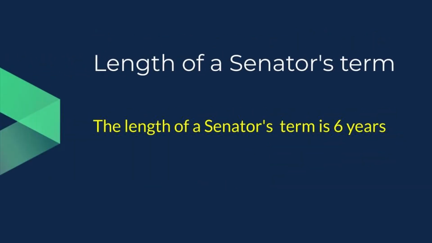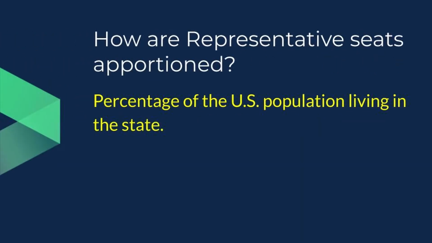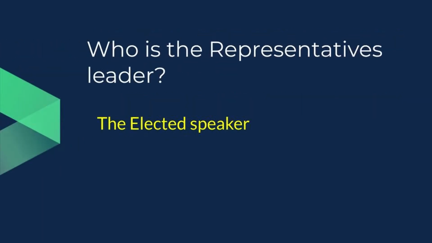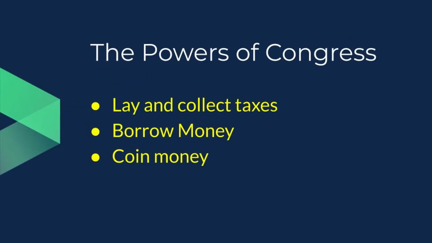Length of a senator's term. The length of a senator's term is 6 years. How are representative seats apportioned? By the percentage of the U.S. population living in the state. Who is the representative's leader? The elected speaker.